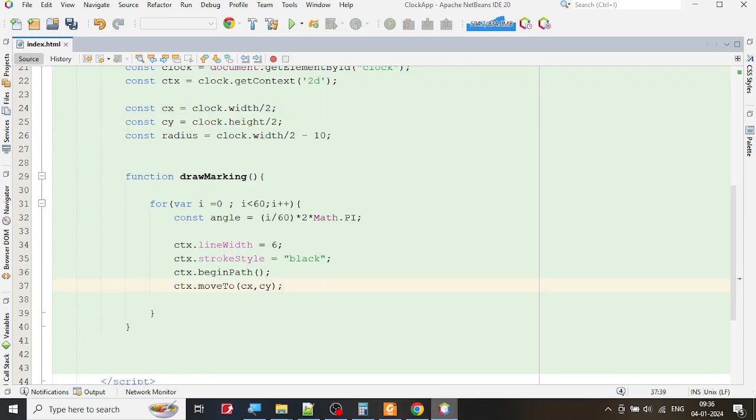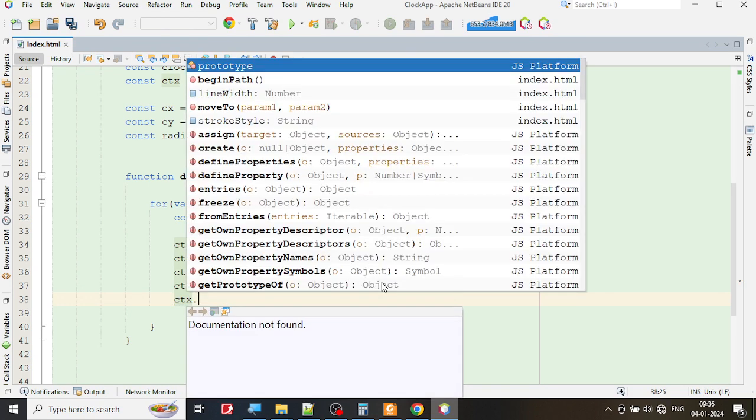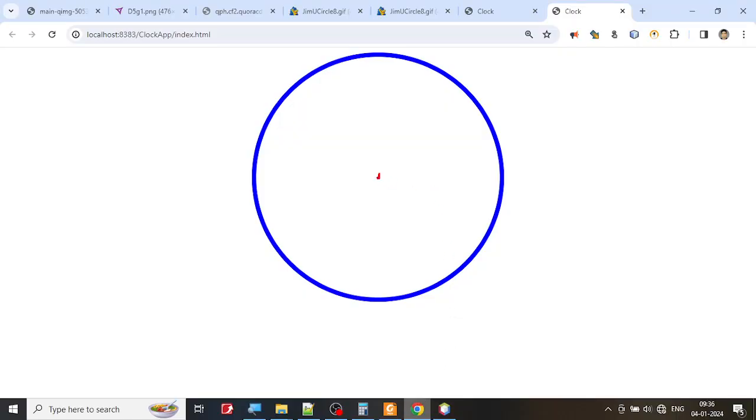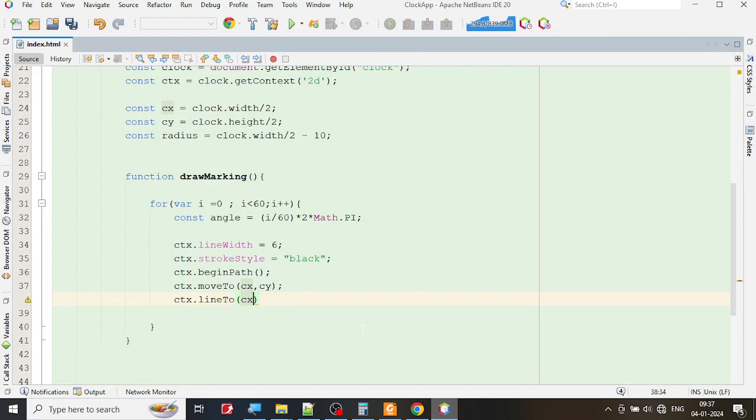Give me 1 second. Okay, I'm going to go to the center of the circle, and then I'm going to go up to the radians. How do you go to the radians? I'm going to say ctx dot line to, from the center. Remember, I'm going to start from the center. I said move to the center, cx cy. From there I'm going to draw a line, from the center to the radius value. From the center to the radius, I'm going to draw the circle.